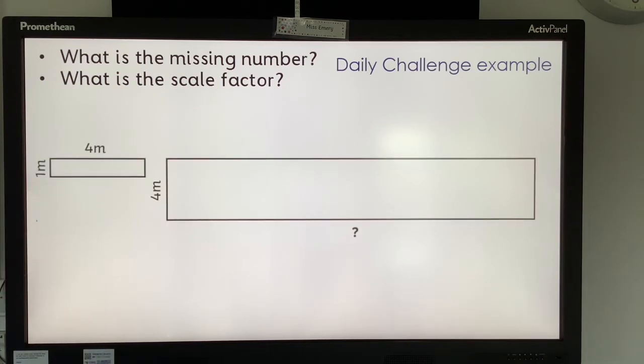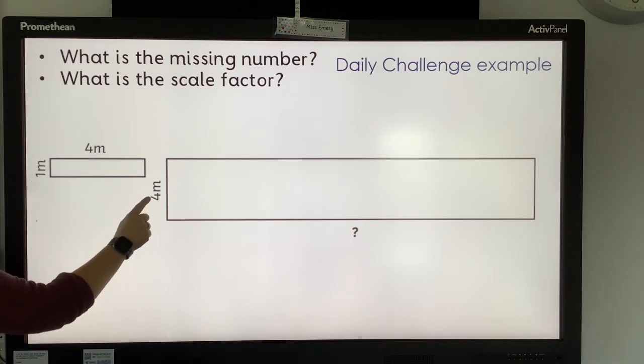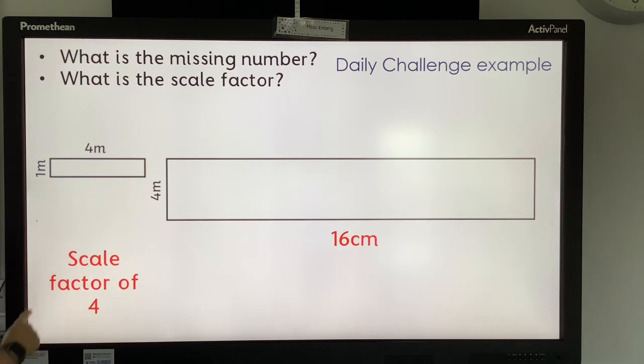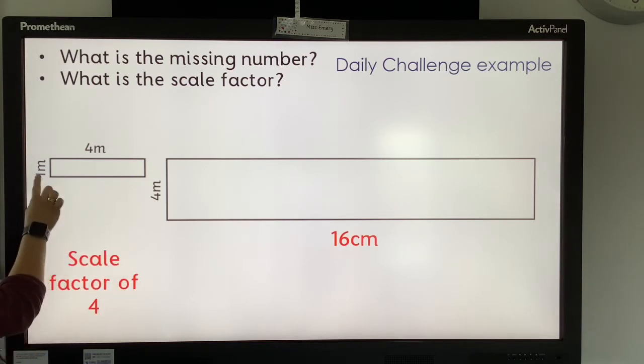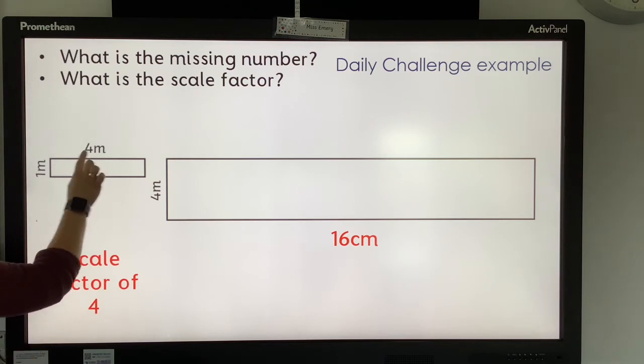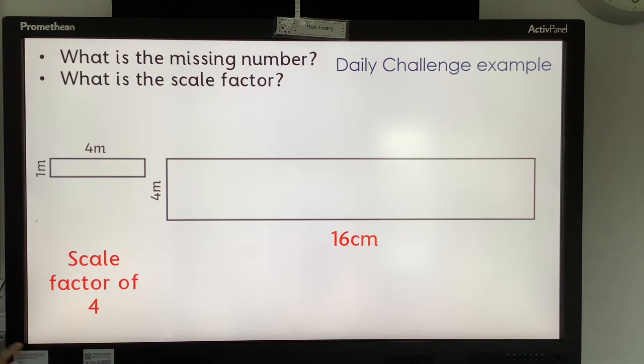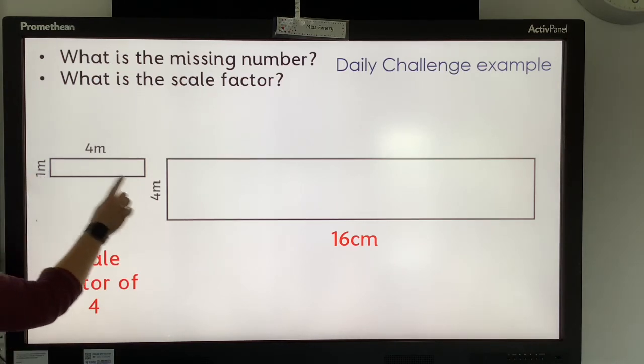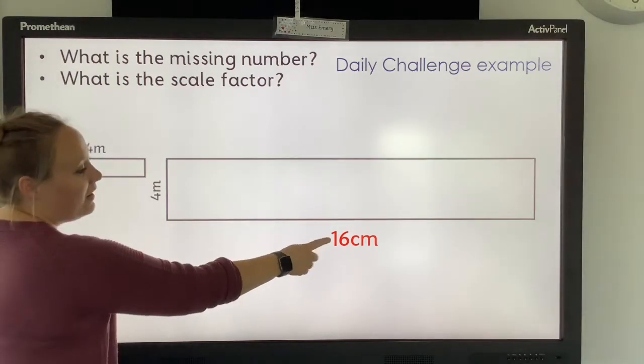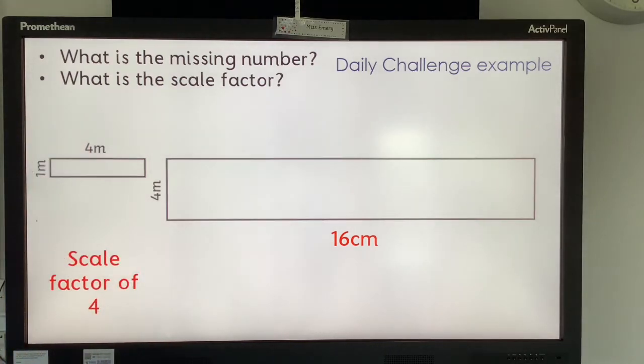So what is the missing number and what is the scale factor? Again, have a look, see if you can see the relationships and work it out. Hopefully you spotted that you've got 1 metre here, and in the enlarged version you've got 4 metres. So the scale factor is 4 because 1 times 4 is 4. You then know that your length is 4 metres. If you're increasing that by a scale factor of 4, you know your new measure is 16 metres. Sorry, I said centimetres, I've converted my unit of measure. So 1 metre to 4 metres and 4 metres to 16 metres.